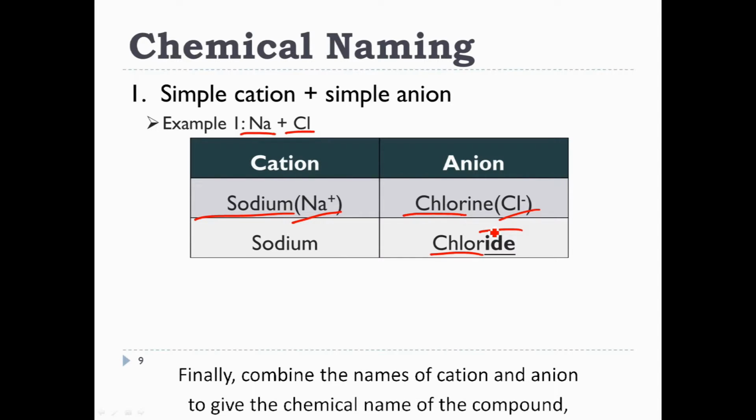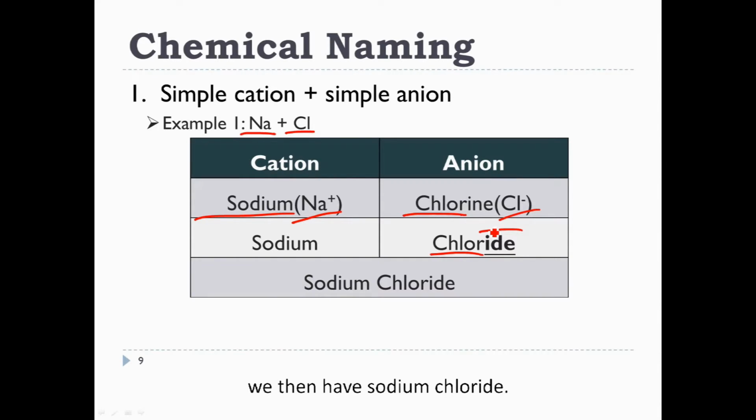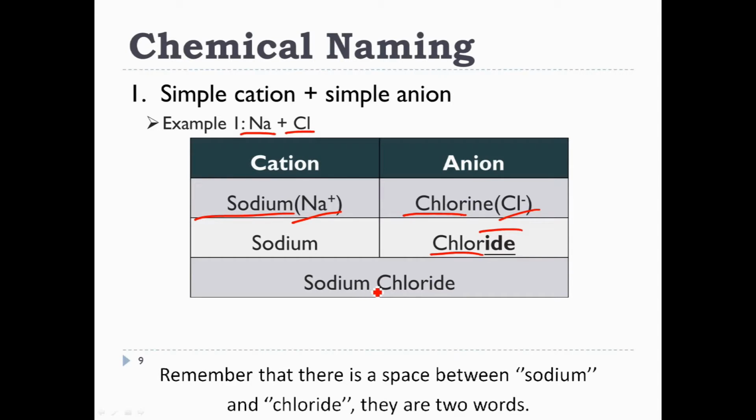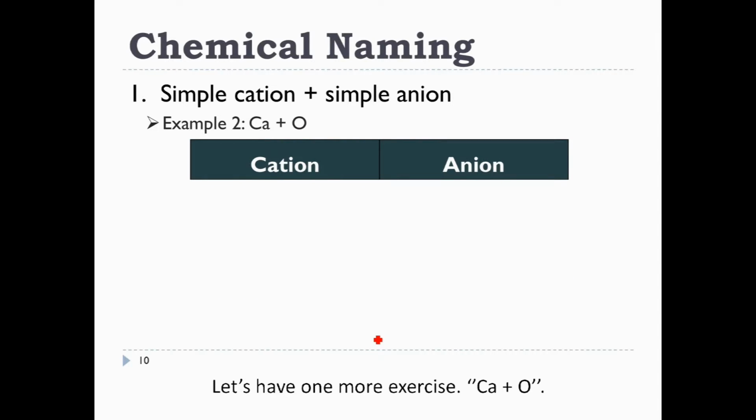Finally, combine the names of cation and anion to give the chemical name of the compound. We then have sodium chloride. Remember that there is a space between sodium and chloride. They are two words.